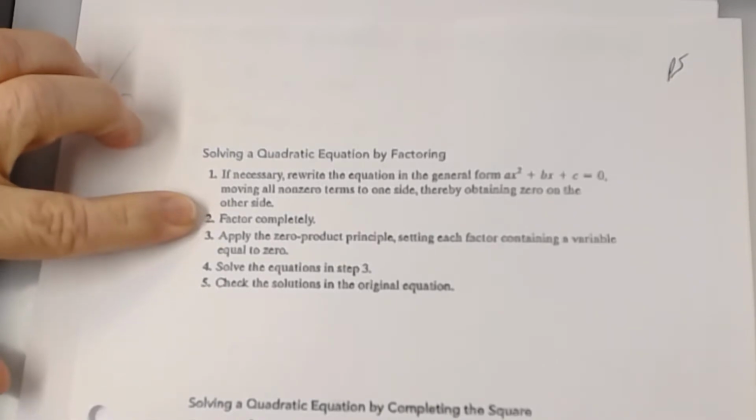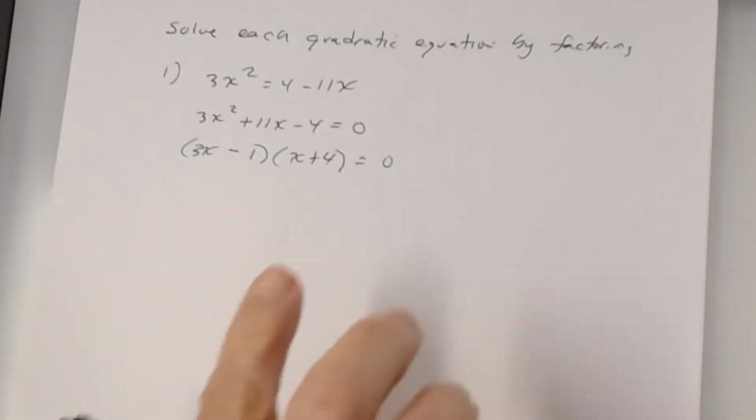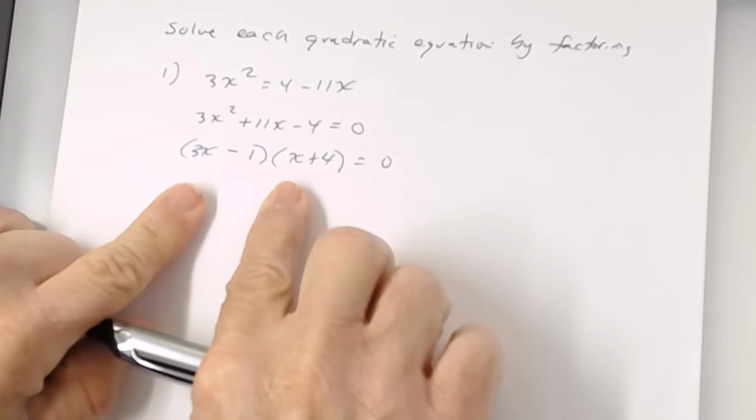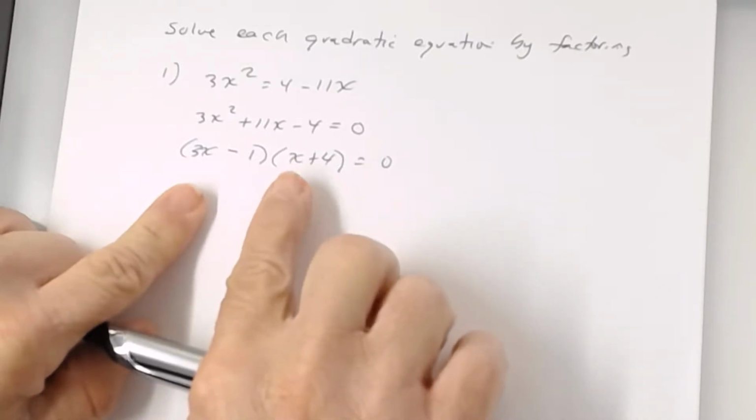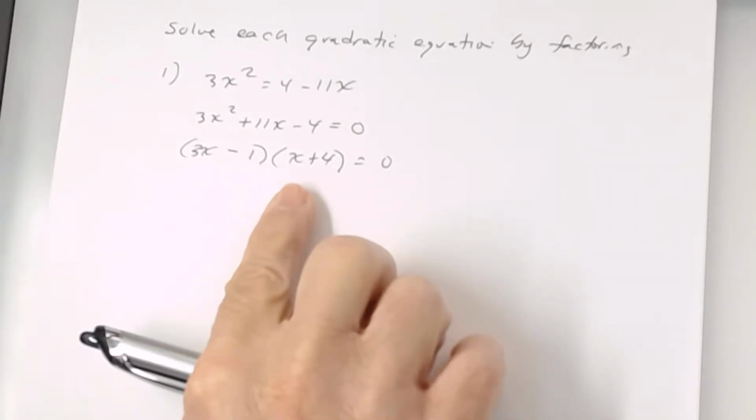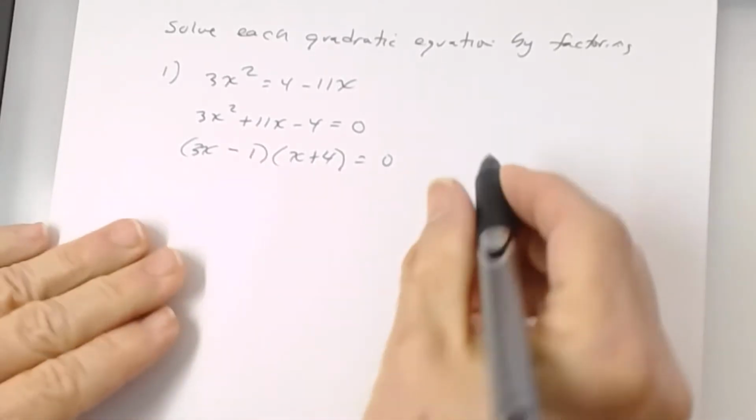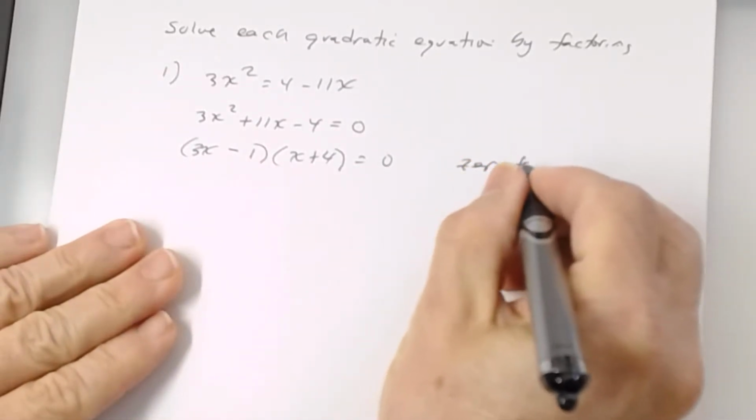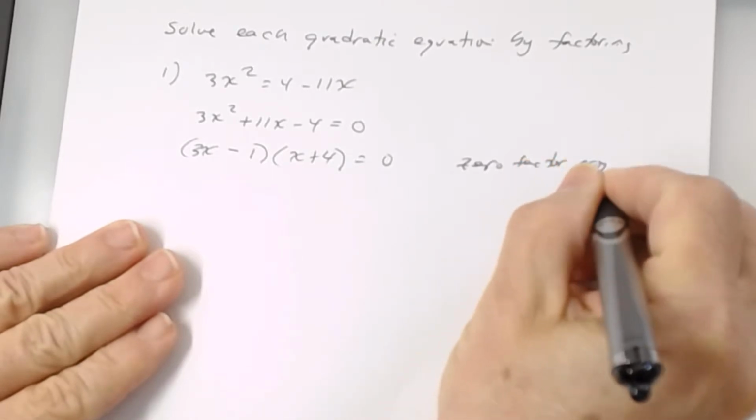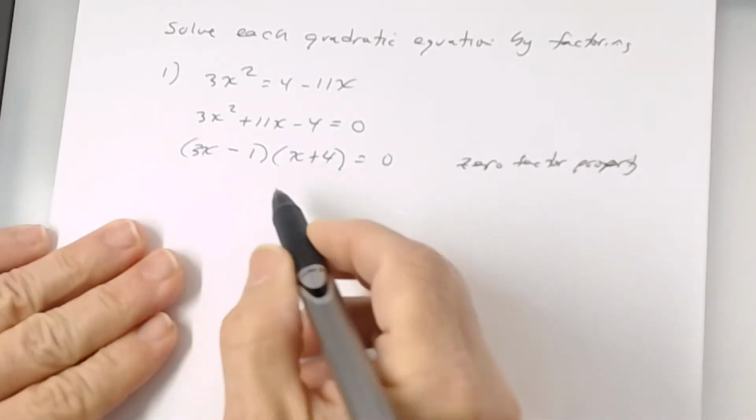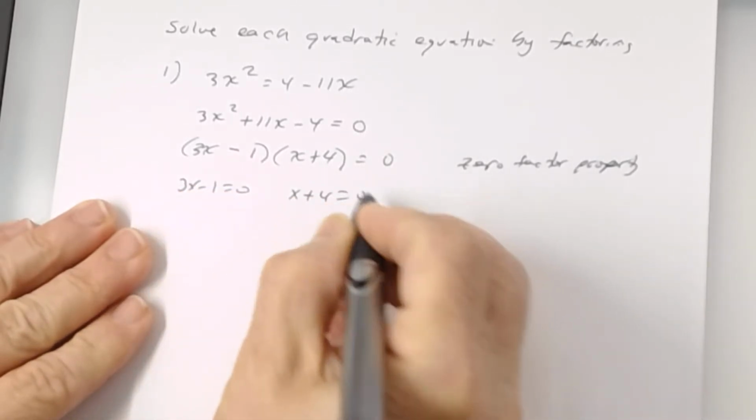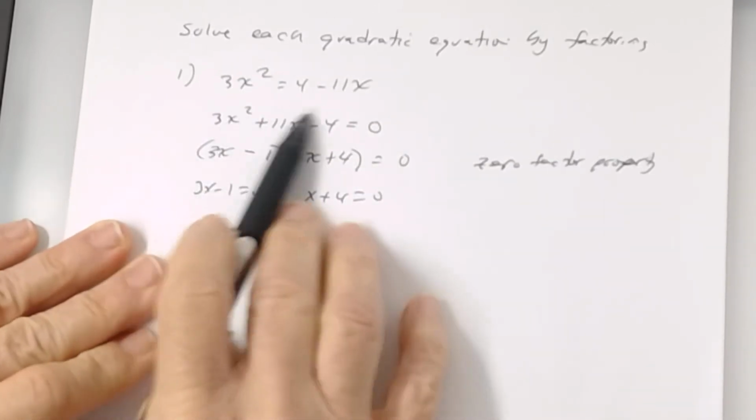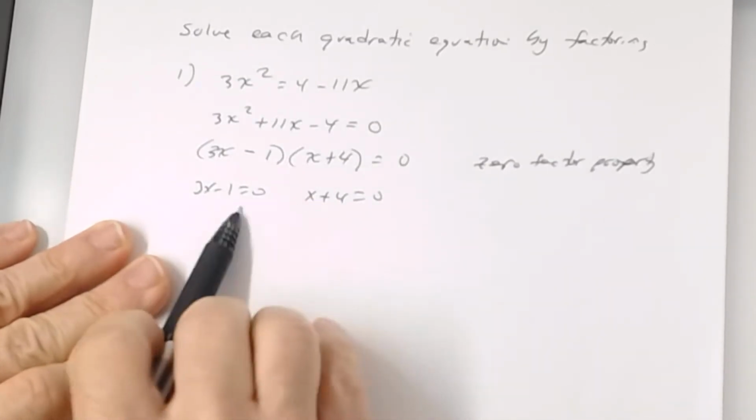That was step 2. What's the next step? Once I factor, notice I have 2 factors whose product is 0. What does that say about one of them? At least one of them better be what? 0. I don't know which one, so I'm going to use what property? Zero factor property. And so I set each one equal to 0. So I get 3x minus 1 equals 0, x plus 4 equals 0. So notice I went from a quadratic equation to 2 linear equations.